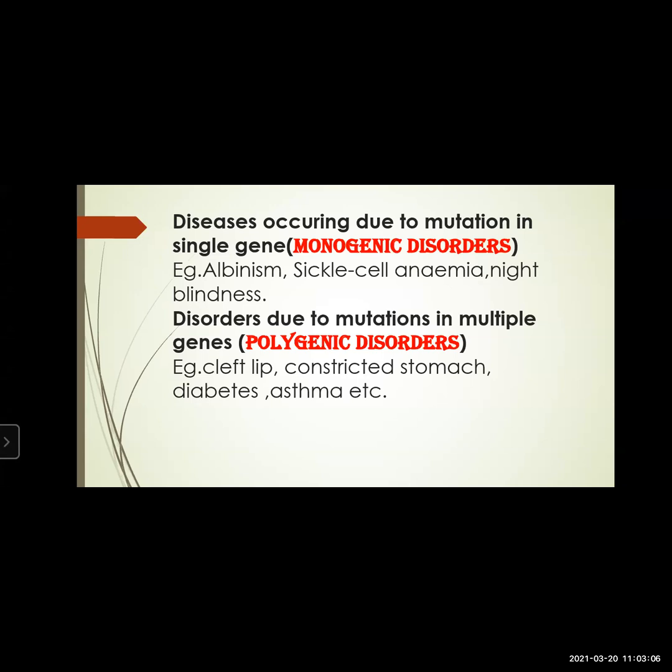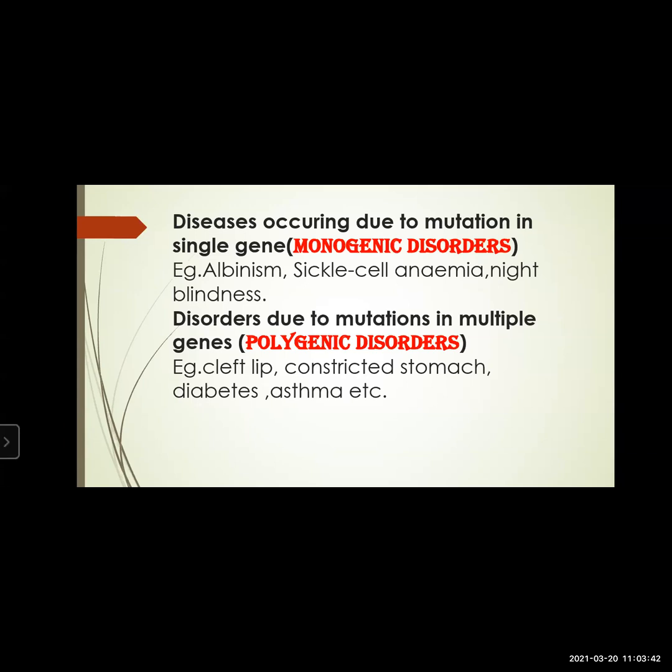The examples given in our textbook are albinism and sickle cell anemia. Also, there are many different examples: Hutchinson's disease, galactosemia, phenylketonuria, sickle cell anemia, cystic fibrosis, hemophilia, night blindness, etc. are examples of monogenic disorders, right? That means in such diseases, the mutation is in a single gene.